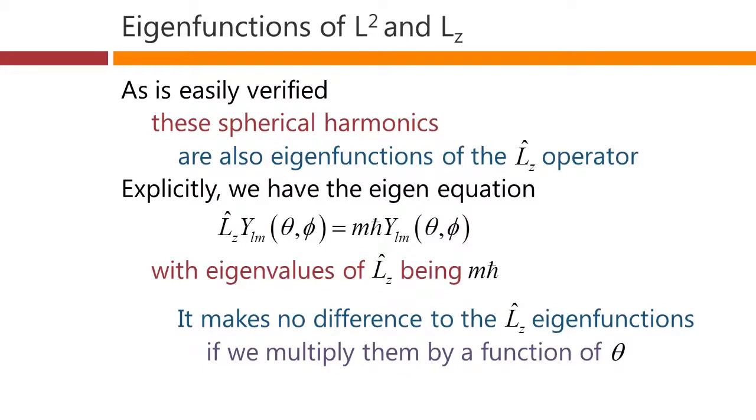It makes no difference, of course, to the LZ eigenfunctions if we multiply them by any function of theta, and of course inside the spherical harmonics, there is a function of theta that multiplies the function of phi, but it doesn't make any difference to these functions being eigenfunctions of this purely phi equation.